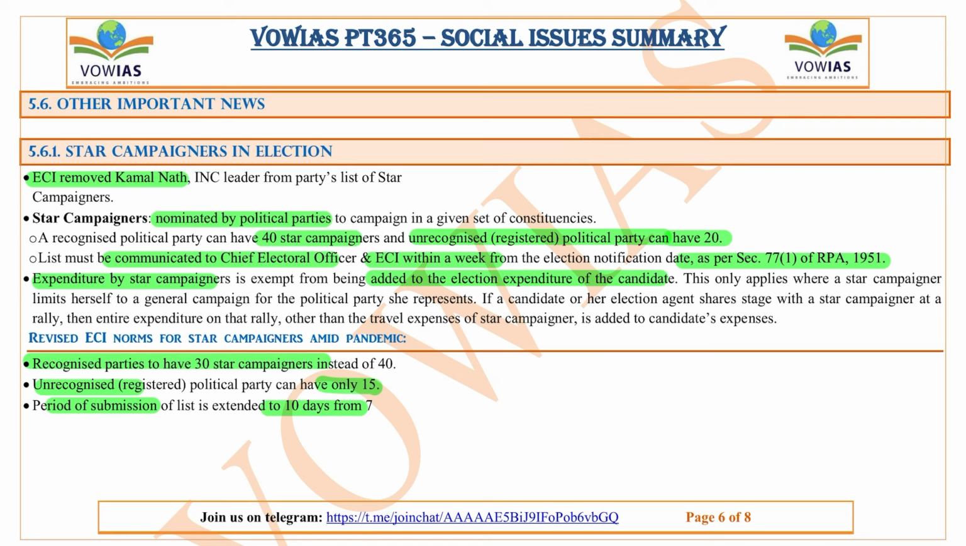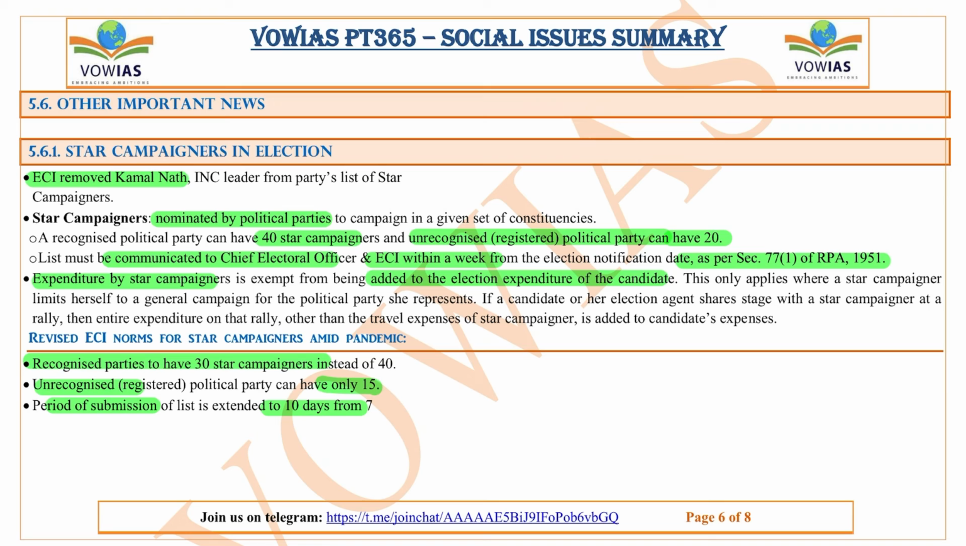So because of this, the party will get more boost and more visibility. And this is the important provision. The money incurred in the movement of this star campaigner will not be counted as part of the election budget, or you can say election expenditure, which has to be submitted by the person who is contesting the election. That is the important thing with the star campaigner.